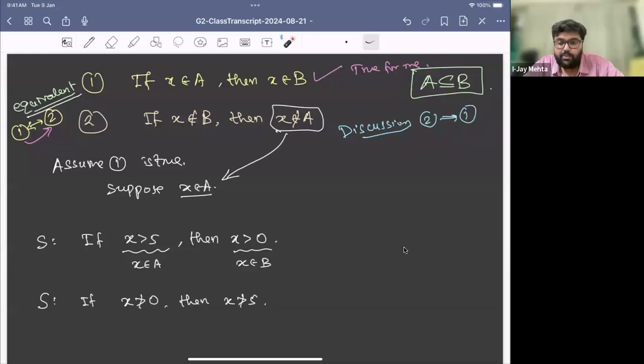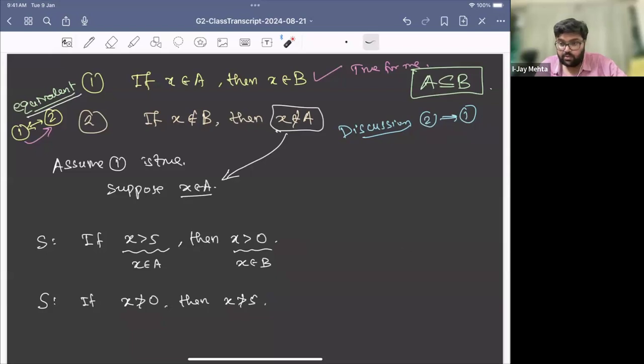How many of you understand this? These two statements we have shown that they are equivalent. If one is true, then the other also is true. And you can think also: if the number is not greater than 0, if the number is not positive, then what are the possibilities? Either x is 0, then also x cannot be greater than 5, or x is negative. If x is negative, then also it cannot be greater than 5. This is also true. So both statements are equivalent.